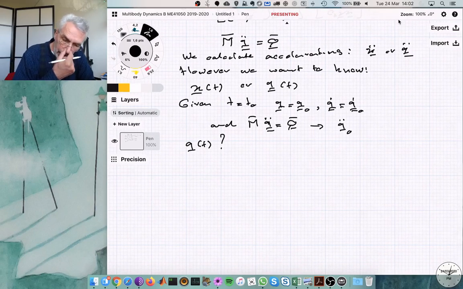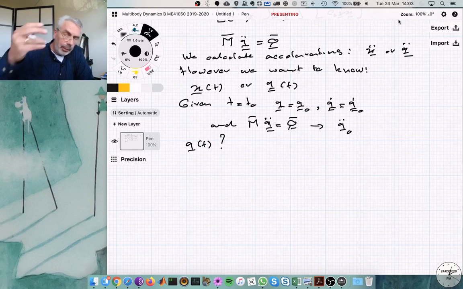Well, in general, I have here a differential equation, and it's even linear in the accelerations. Although these generalized forces and this mass matrix can again be a function of the coordinates and of the speeds, and indeed they are, of course. So it's a differential equation, and how do we solve differential equations?